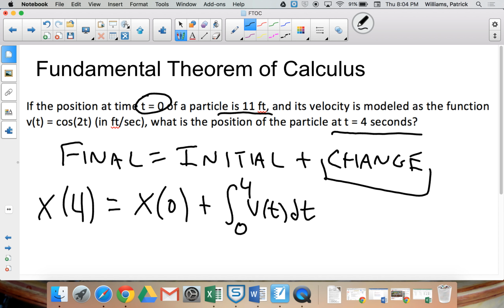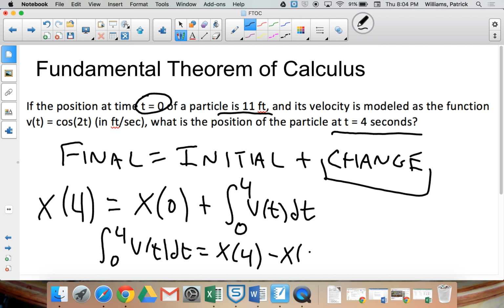Okay? Now look what happens if we rearrange this equation. If we move that x sub 0 over to the other side, we just get the integral from 0 to 4 of v of t dt is equal to x of 4 minus x of 0. And doesn't that look very familiar to what we saw on the previous slide, where the integral of the rate of change gives us the net change? So in this case, velocity is the rate of change of position. So therefore, the integral of the rate of change of position will give net change in position.